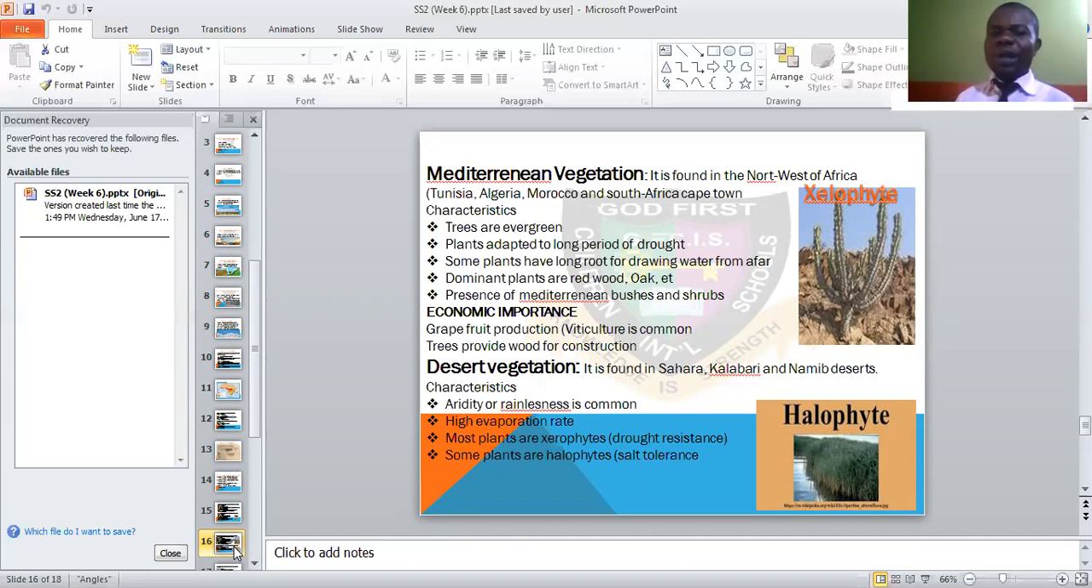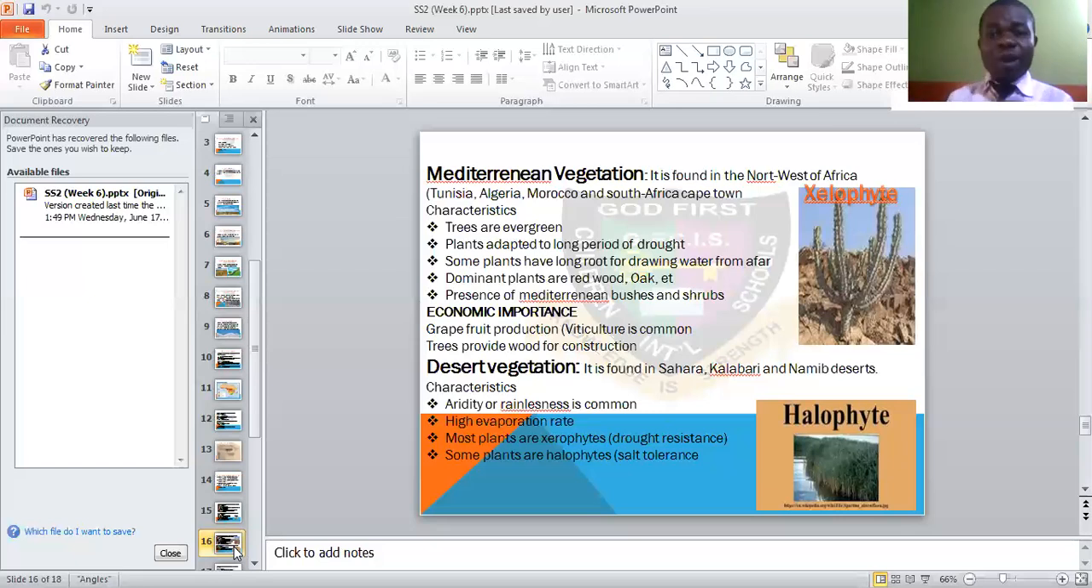Then what do we use them for? Grape farming is called viticulture. It is practicable. Then trees provide wood for timber for construction. Another one is desert vegetation. This one is found in Sahara, Kalahari, and Namib desert. These are the types of desert we have.